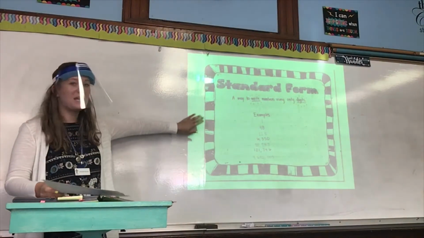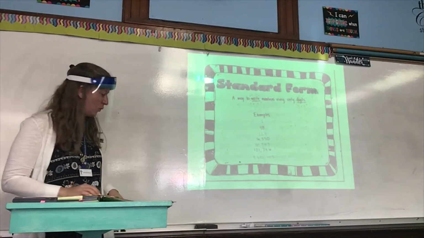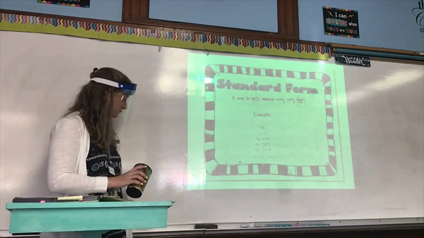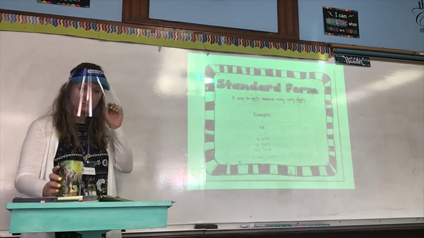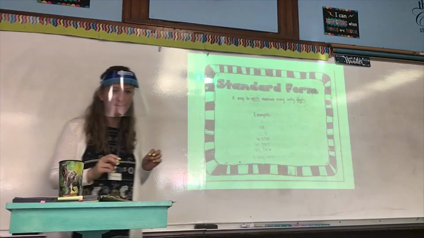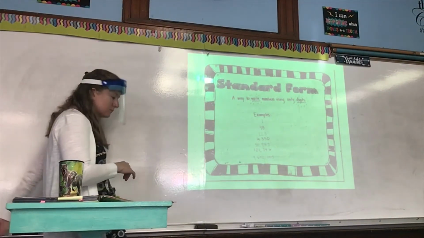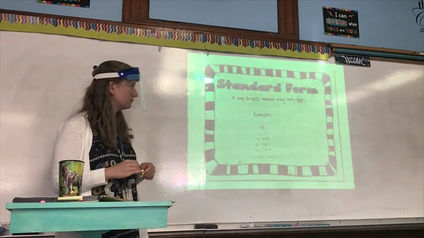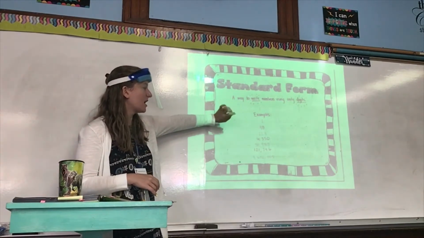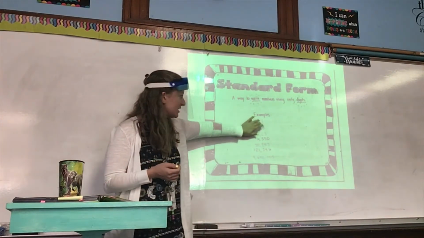So we're going to look at the page that says standard form. What is the definition of standard form? Carla. What is standard form? Standard form is a way to write number but only using digits. Good. A way to write number using only digits. So standard form is the way we think of numbers, where we just have it written with digits.